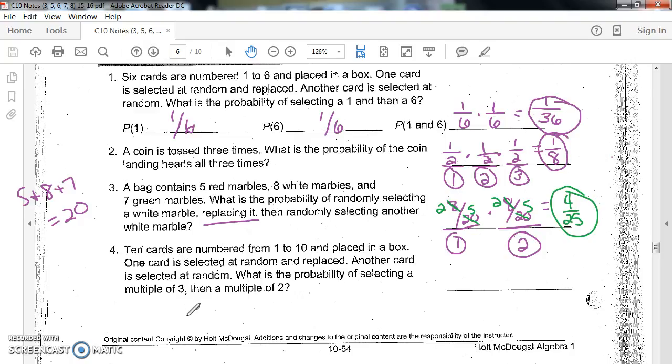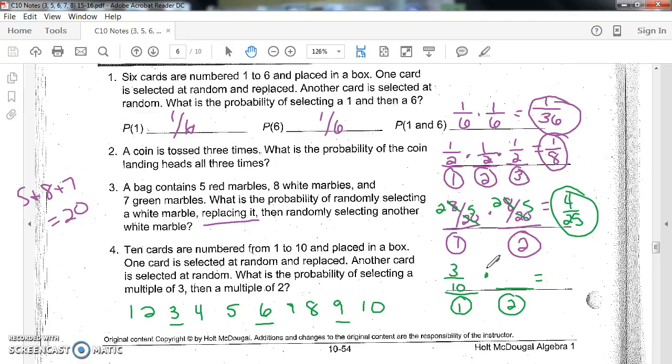Number 4, 10 cards are numbered from 1 to 10 and placed in a box. One card is selected at random and replaced. Another card is selected at random. What is the probability of selecting a multiple of 3, then a multiple of 2? Okay, we want to think to ourselves, how many of those 10 cards are multiples of 3? And that would be 3, 6, and 9.